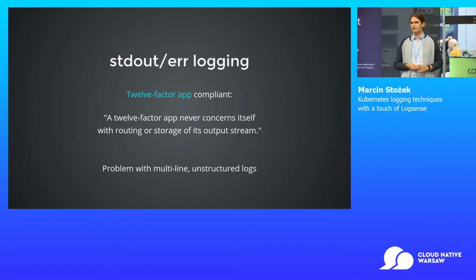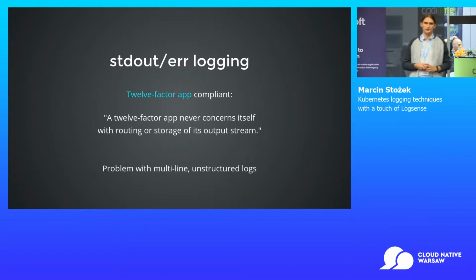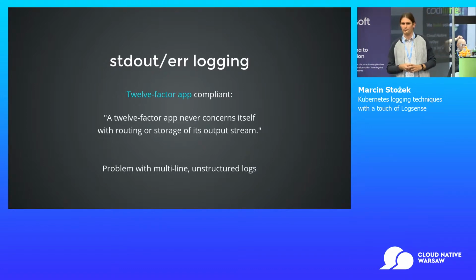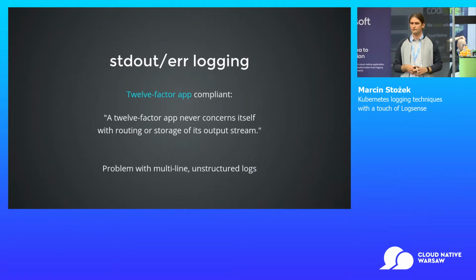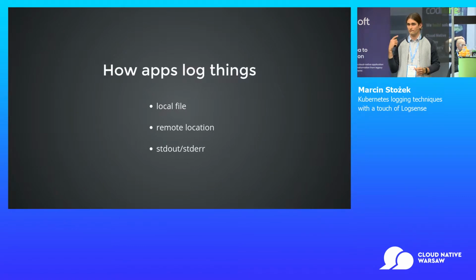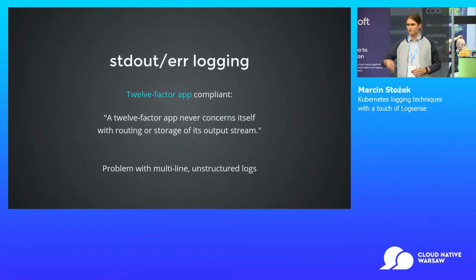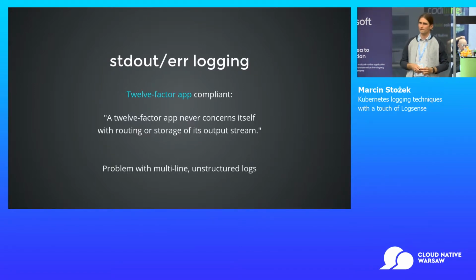There is a problem with the standard output because sometimes we have logs which are multi-line, right? Have you ever seen a Java stack trace? It is many lines, and they don't make much sense if they are not treated together. If we use the standard output, this is a little bit tricky. If we use the other techniques, like a remote location, where we use some libraries to log files, then we don't have these multi-line problems, because many times the libraries take care of the multi-line logging.